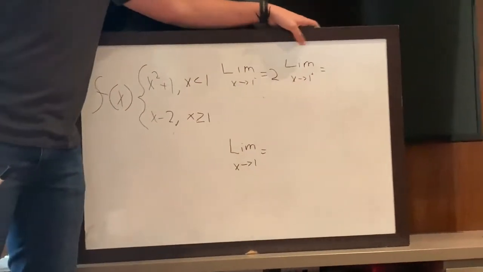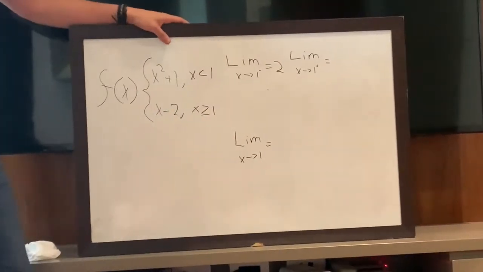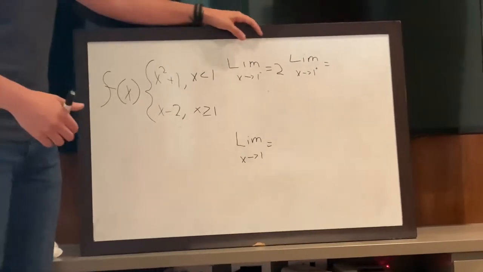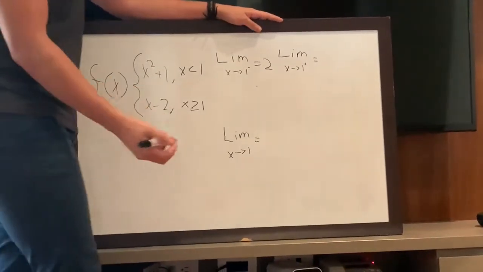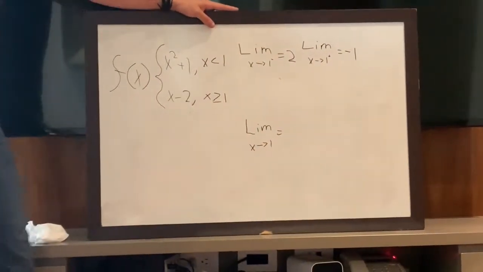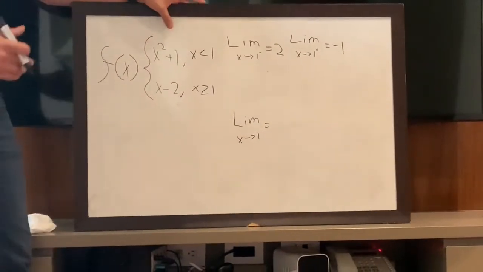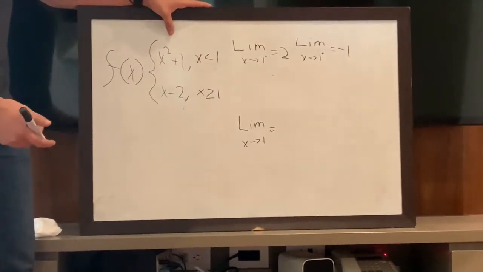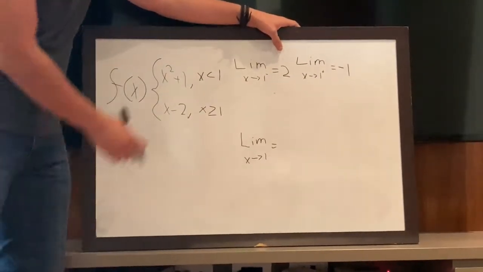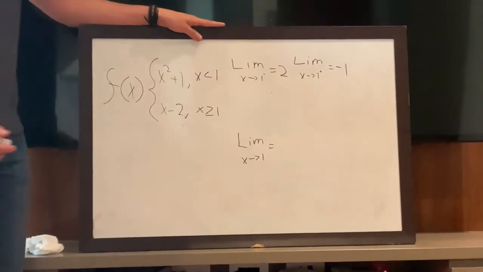Then x approaching 1 on the positive side, we will use this equation because the line is coming on the right side. We can solve it. 1 minus 2 equals minus 1. Then we will have x approaching 1. We will use both equations. Here it will be equal to 2, and here it will equal negative 1, so it does not exist.